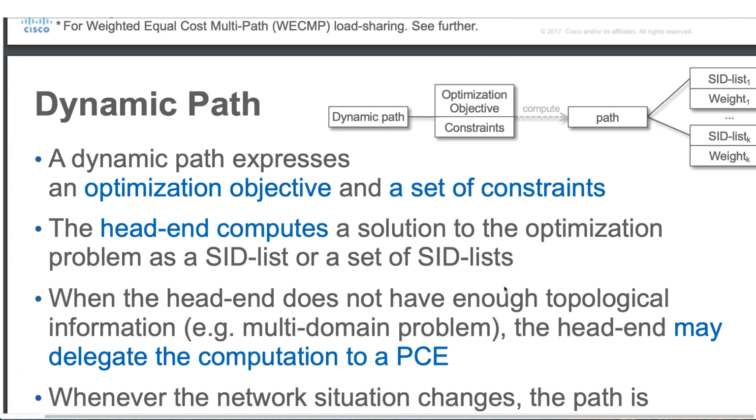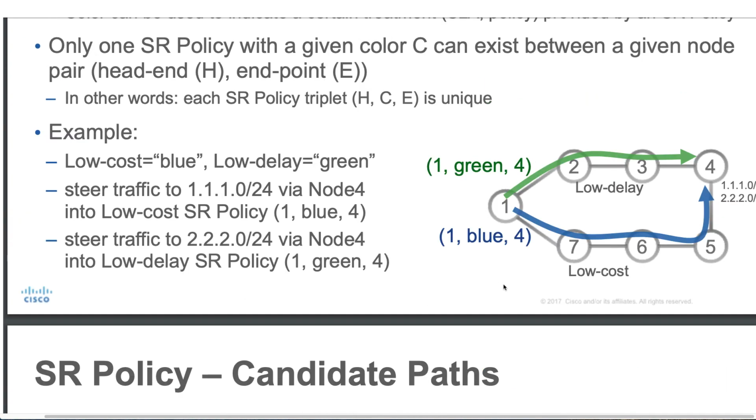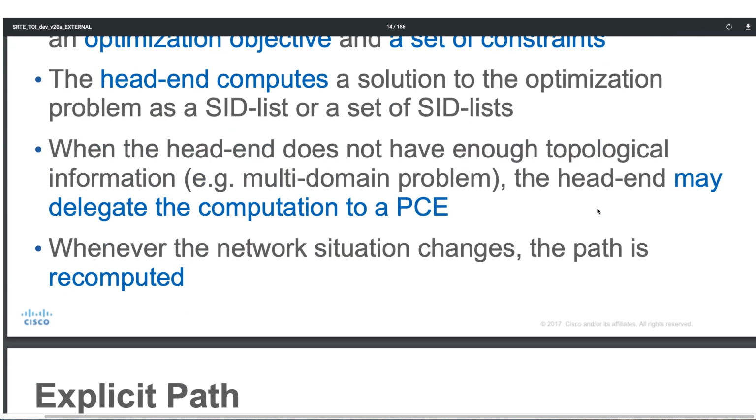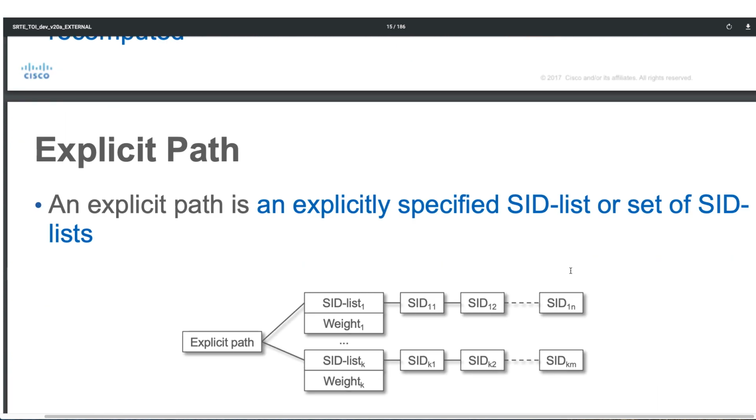That means, if I go back quickly to this particular example, let's say our policy had decided to pick the path from 1 to 2 to 3 to 4. But for some reason, let's say the link between 2 and 3 goes down. That means this path is no longer valid, so the head end needs to find an alternate path. It will calculate another best available path, and it can potentially take this bottom path. So that's what it says here: whenever the network situation changes, the path gets recomputed.